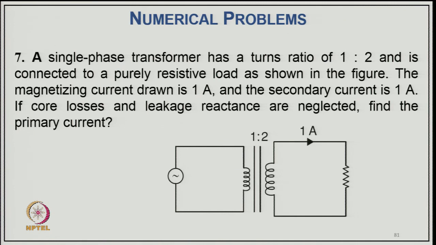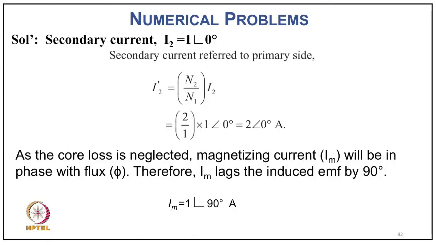Now, coming to numerical problem 7. A single phase transformer has a turns ratio of 1 to 2 and is connected to a purely resistive load as shown in the figure. The magnetizing current is 1 ampere and the secondary current is 1 ampere. If the core loss and leakage reactance are neglected, find the primary current. So, you can say the secondary current is I2 equal to 1 at the angle of 0.